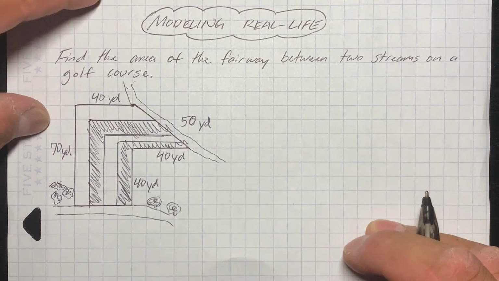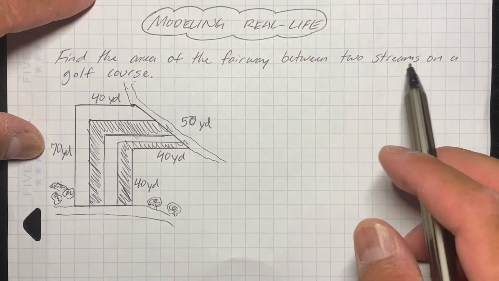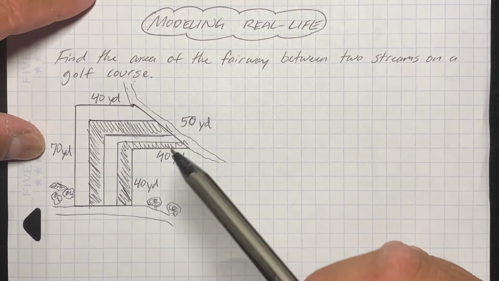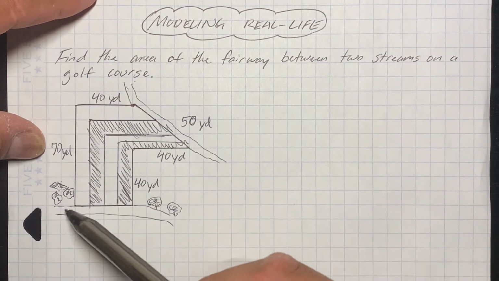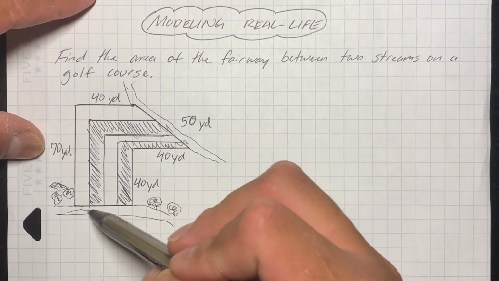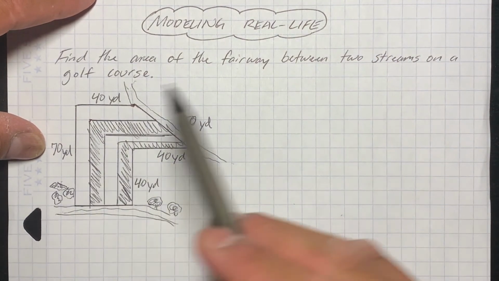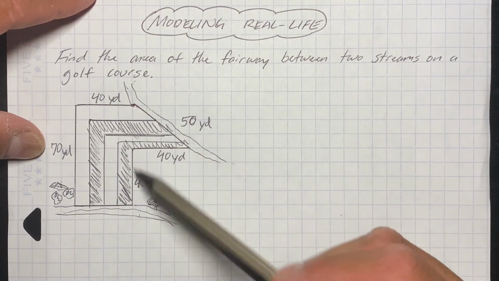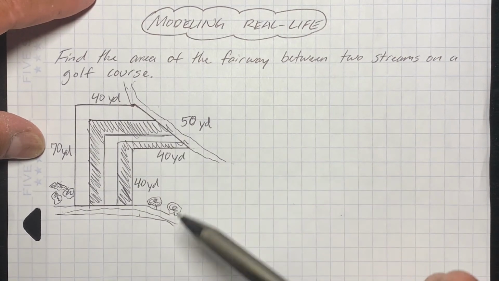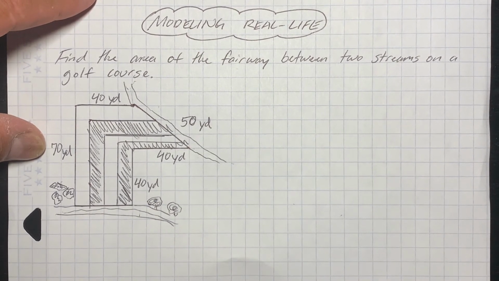All right. So here we go. We're going to find the area of the fairway between the two streams on a golf course. So right here, guys, this is called a composite figure. Here's one stream of water, here's another stream of water. And here we have dimensions: 70 yards, 40 yards, 40 yards, 40 yards, 50 yards. So again, this composite figure, you want to break into different shapes.